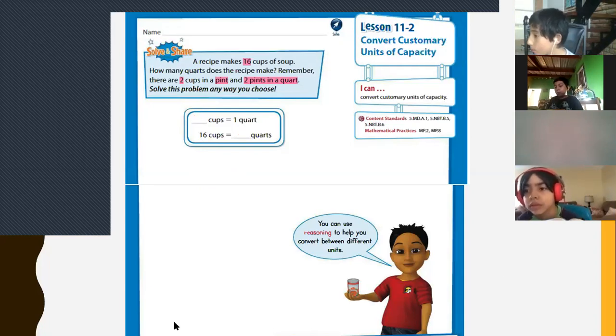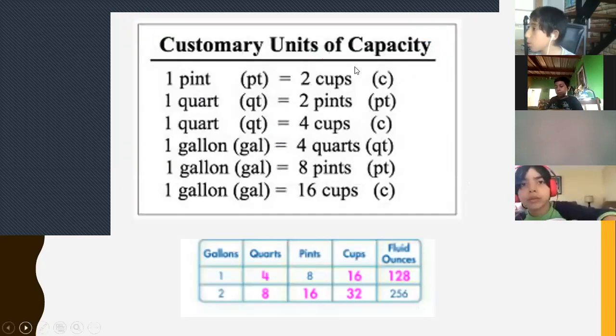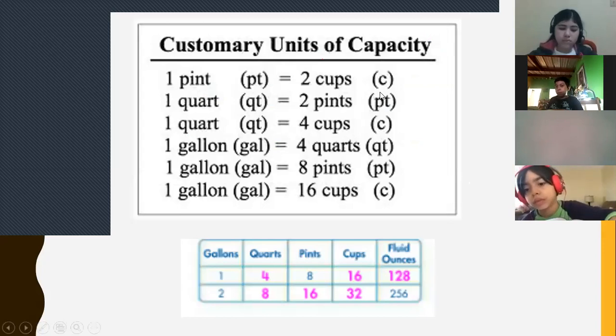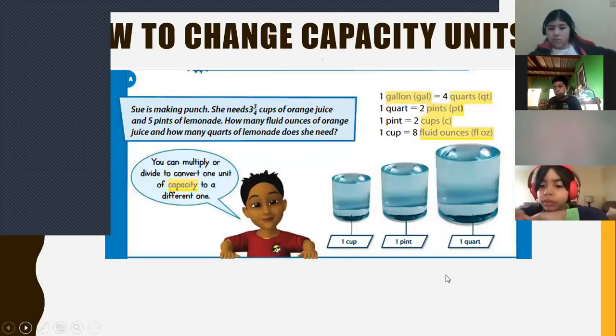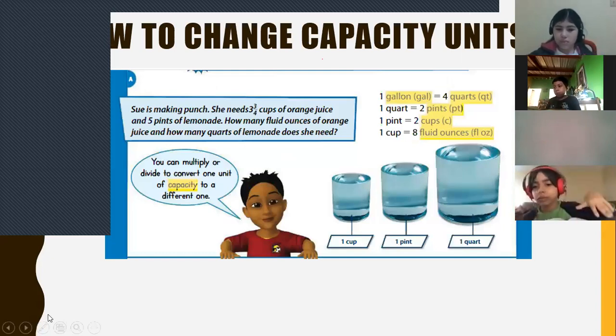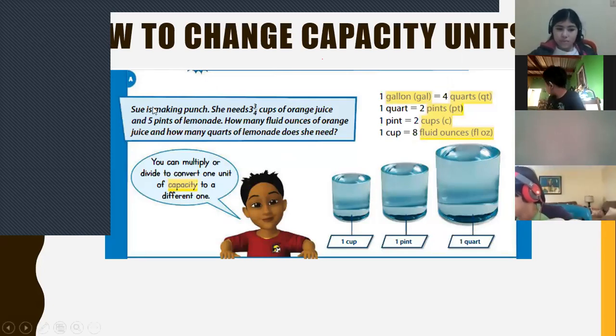Okay, so let's continue here. Because actually what we're gonna do with this, now that you have these units of capacity, is the same. If you have to convert to a larger unit, we are gonna multiply. If you are gonna convert to smaller units, you are gonna divide. So let's try to solve the problem we have here. Angeles, could you please help me to read the problem?